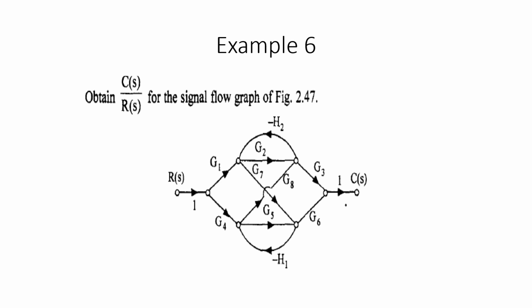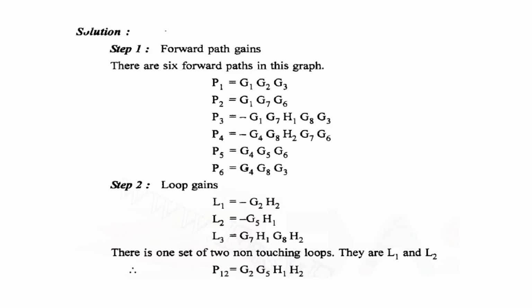Okay, so this is also one of the important problems which is usually asked in your examination. Try to practice this. For the signal flow graph which is shown in the previous slide, the number of forward paths is given as P1 equal to G1, G2, G3, P2 is G1, G7, G6, P3 is minus G1, G7, H1, G8, G3, and P4 is taken as minus G4, G8, H2, G7, G6, P5 is taken as G4, G5, G6, and P6 is taken as G4, G8, G3.